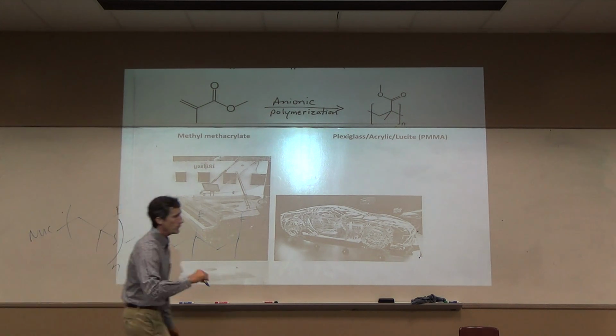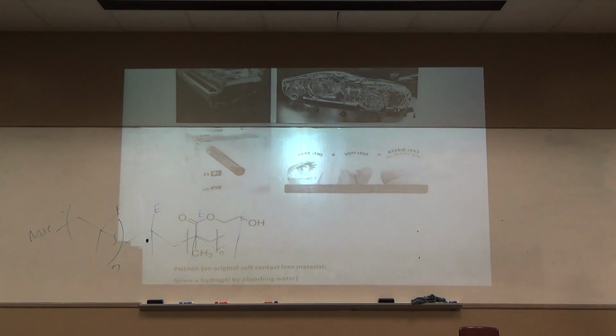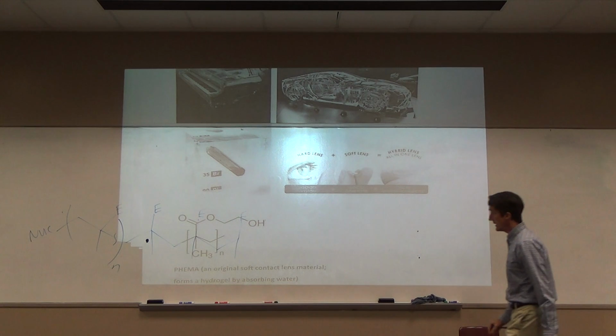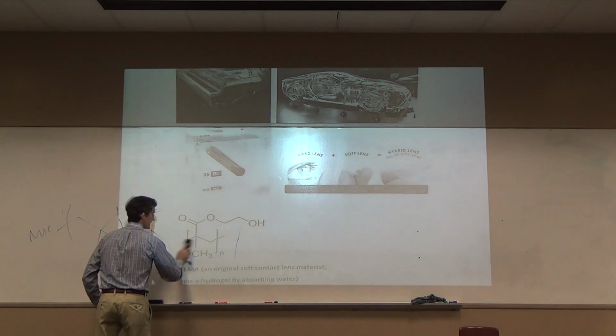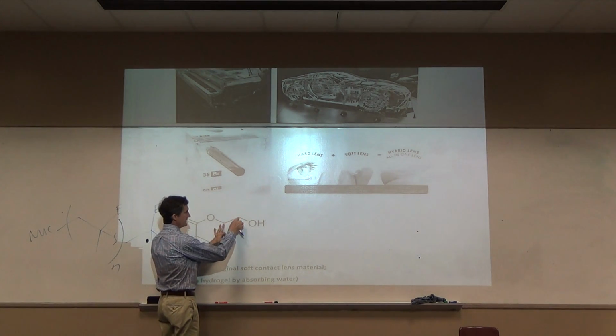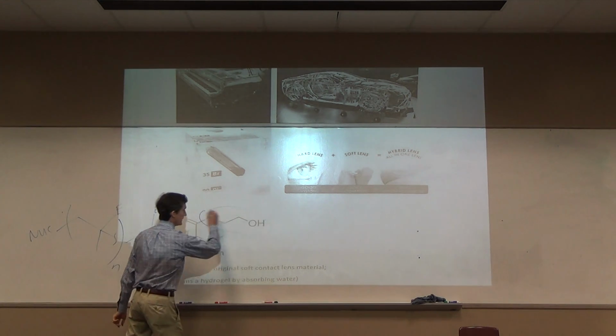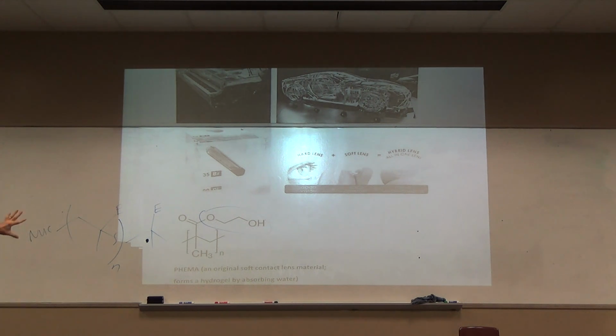Now, the one below is actually in some contact lenses. It's a piece of plastic, yeah. Very similar to plexiglass, but the ester, instead of a regular methyl ester, has an additional carbon and then an OH. And so this ester group here, this polymer has the property of being more wettable and staying more wet.